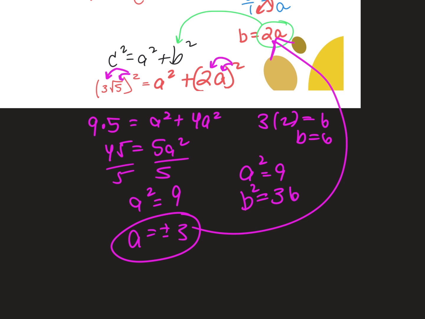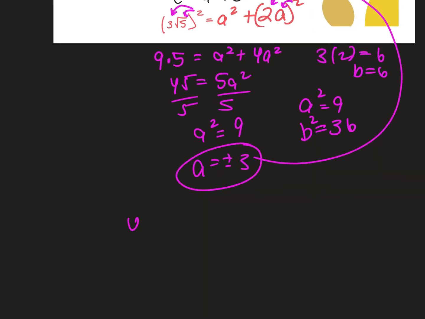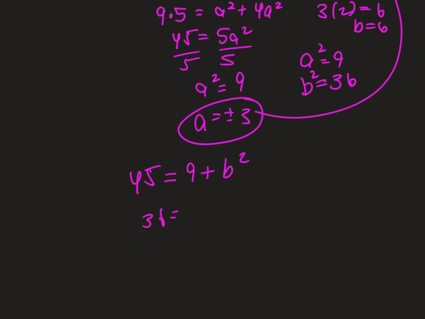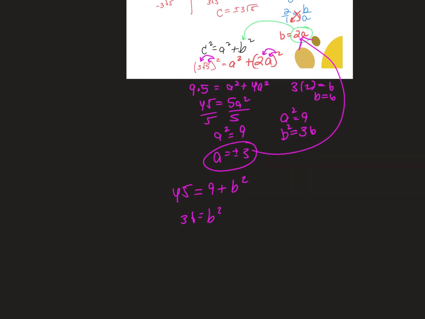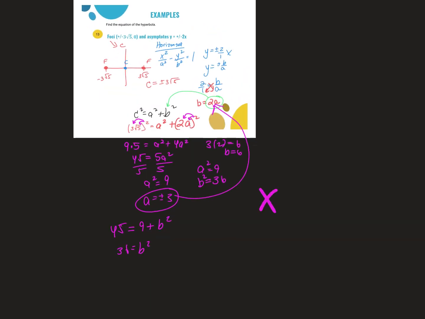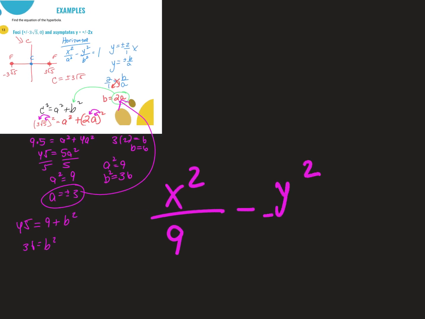36. Now, some of you might want to just put it back into the Pythagorean theorem. You can do that as well. You could say, okay, I had 45 equals, what was my a squared? 9 plus b squared. Then you would subtract from both sides. You get 36 equals b squared. Same thing. But now do you have what you need? Yeah. So it was horizontal, right? So x squared over 9 minus y squared over 36 equals 1.